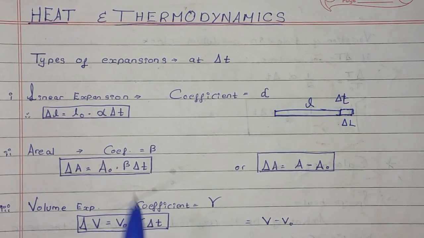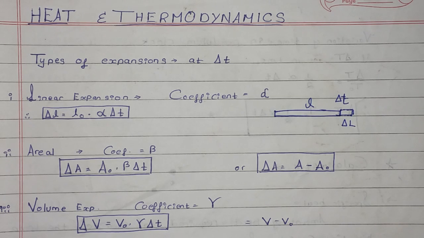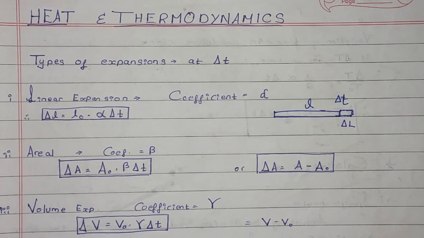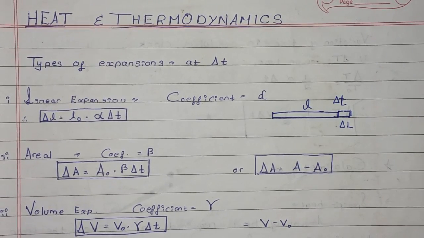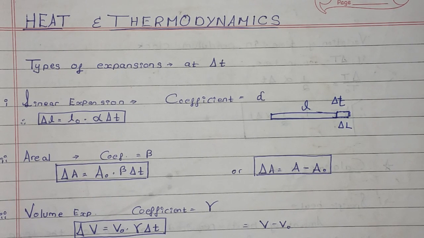So its formula would be delta L equals L naught into alpha delta T, where alpha is the coefficient of linear expansion, as alpha is only for linear objects, that is one-dimensional objects. Now we have areal expansion right here.